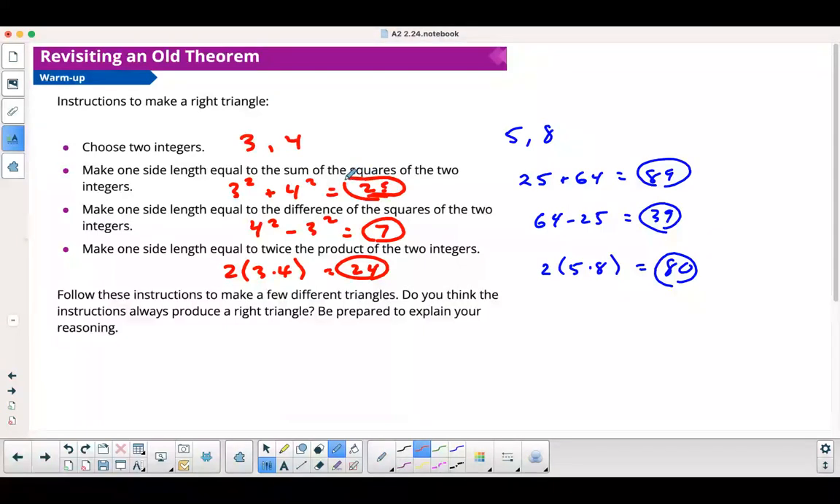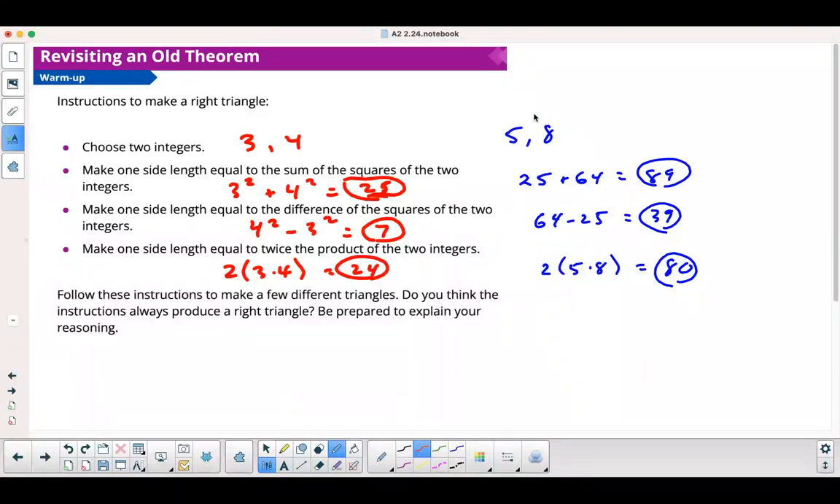So if I can erase that and mark that a little bit cleaner. All right. Make one side length equal to the difference of the squares of the two integers. So 4 squared minus 3 squared is 7. And then make one side length equal to twice the product of the two integers. So I multiply those, double it, and I get 24.